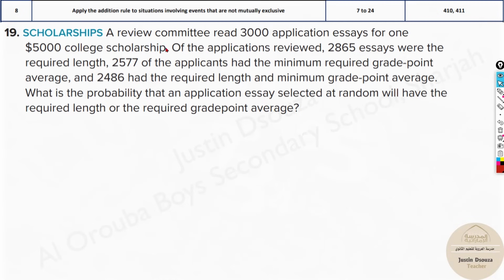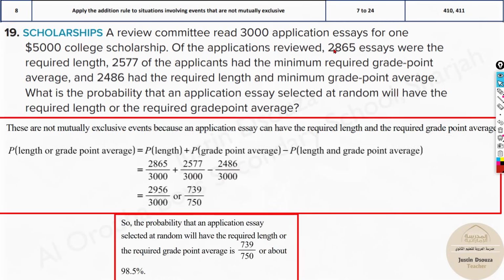Because you can have both, right? Because they have already given the number, so directly it's writing. You should just write 286 pi divided by total number is 3000 plus 2577 divided by 3000, and lastly we have minus the common terms 2486 by 3000. Put it in the calculator, you will get the answer.